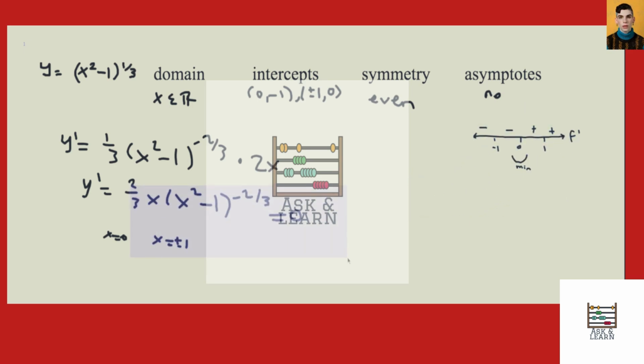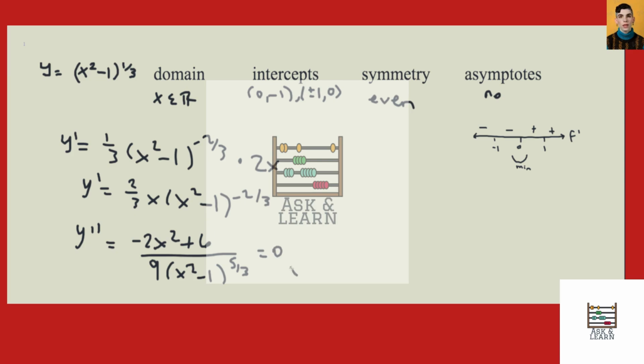So now we have to look at concavity. So now we have our first derivative. We have to find the second derivative for concavity. So y double prime is equal to negative 2x squared plus 6 over 9 times x squared minus 1 to the power of 5 over 3. And if we set that equal to 0, we see that x is approximately plus or minus 1.7. It's about, it's the square root of 3.